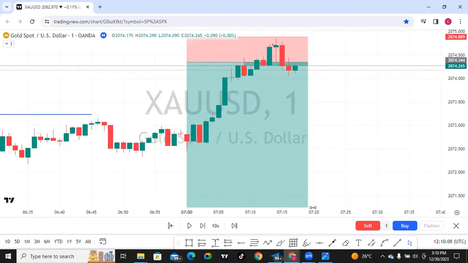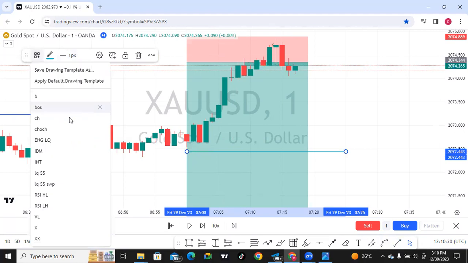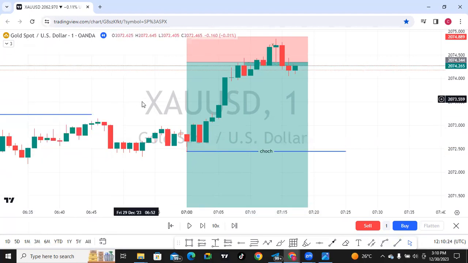Change of character is just another confirmation with the market trying to push more down. Where this one is a good one. This is a good pullback. If it breaks this one, then I'll be happy to keep increasing the selling positions. So this one will be a change of character in the lower time frame.